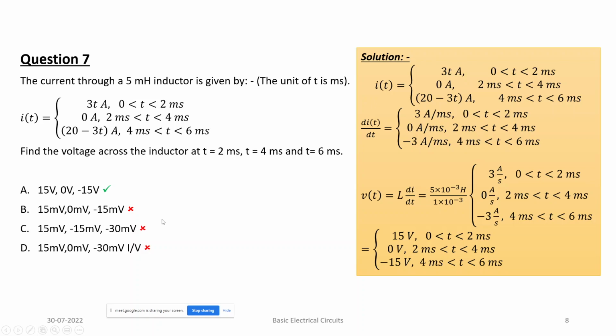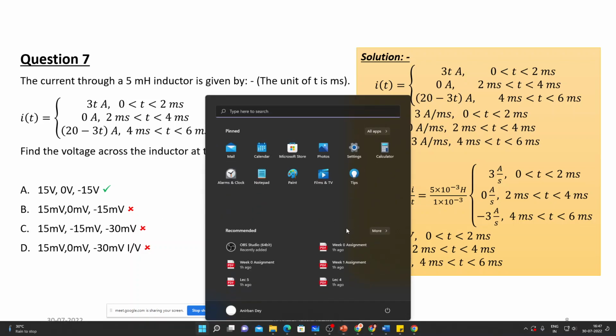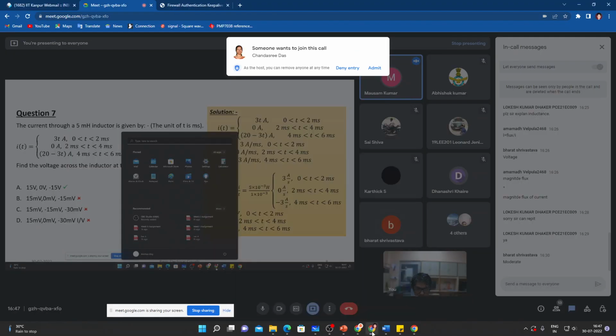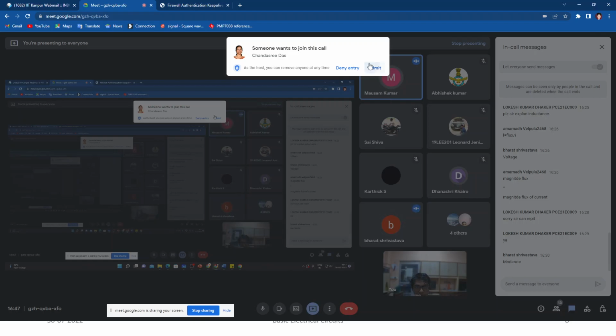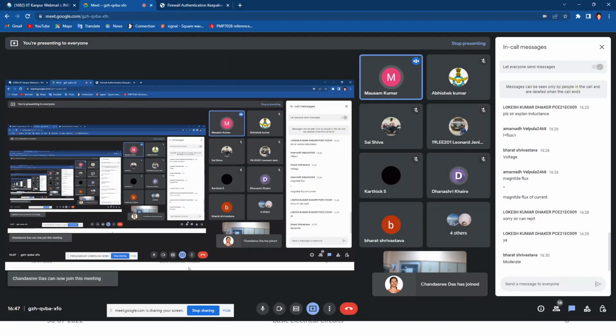कोई डाउट है किसी को? Anybody is having doubt? Please ask.